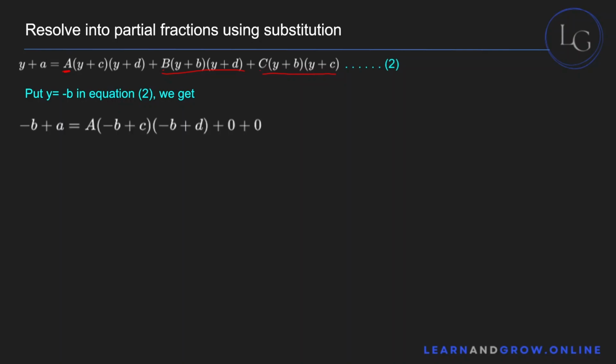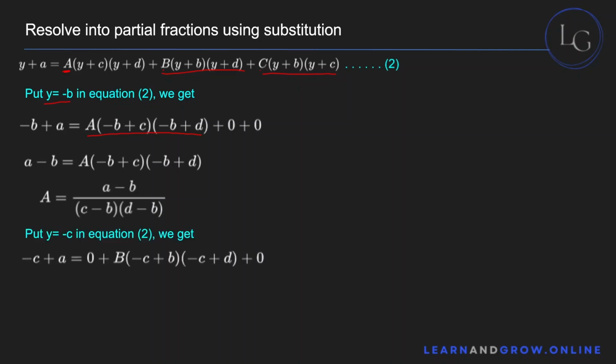So here's what you'll do. You'll just be left with this entire term that has the uppercase A in it, and this y plus a becomes minus b plus a because y is equal to minus b. Now, you get the value of uppercase A as this. Uppercase A is equal to lowercase a minus lowercase b over lowercase c minus lowercase b into lowercase d minus lowercase b.